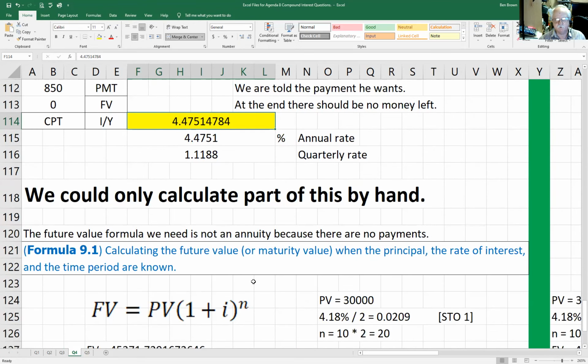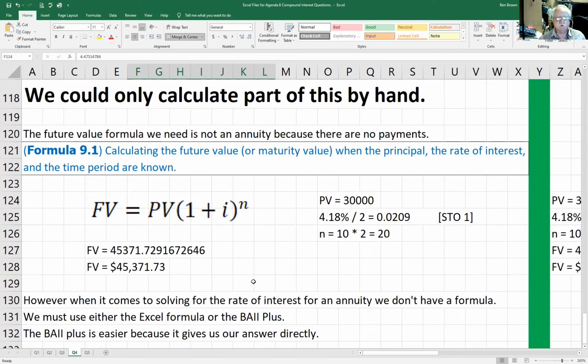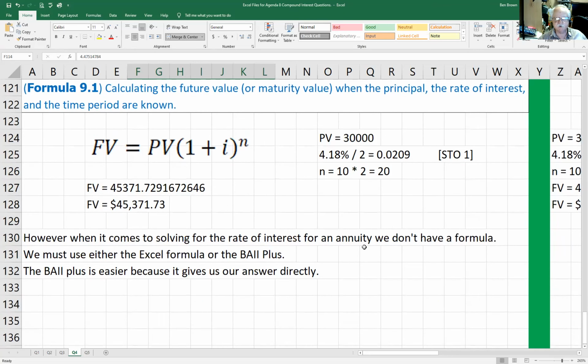And we have to do it on the BA2 Plus because we could only do part of this calculation by hand. We could find the future value and come up with the same number, but they don't give us any formula for calculating the rate of interest for an annuity. So we have to use either Excel or the BA2 Plus.